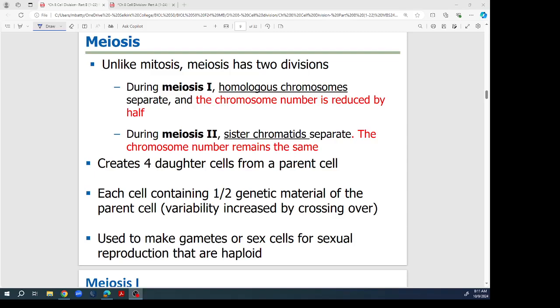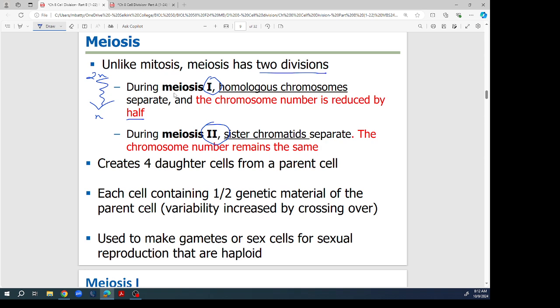So I'm hoping to leverage our understanding of what we've done so far and a detailed discussion of mitosis. Meiosis has two divisions. We've talked about that before. So there's meiosis 1 and meiosis 2. The key thing that happens in meiosis 1 is that the chromosome number is reduced by half. So we start out with a diploid cell, and this is the first time we have a haploid cell.